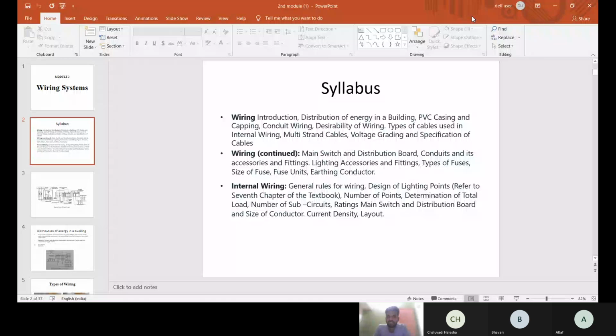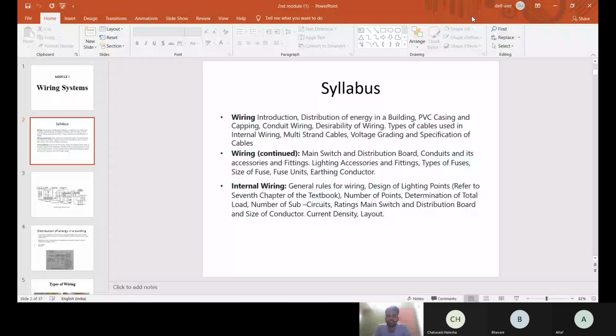The PVC casing and capping: there are different types of casing and capping methods. In that we will study PVC and conduit wiring, and what some major disadvantages of wiring there are, and what those disadvantages are.